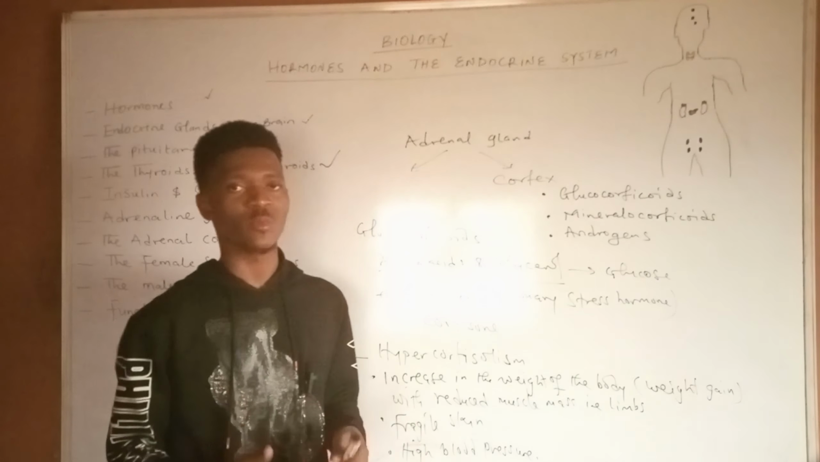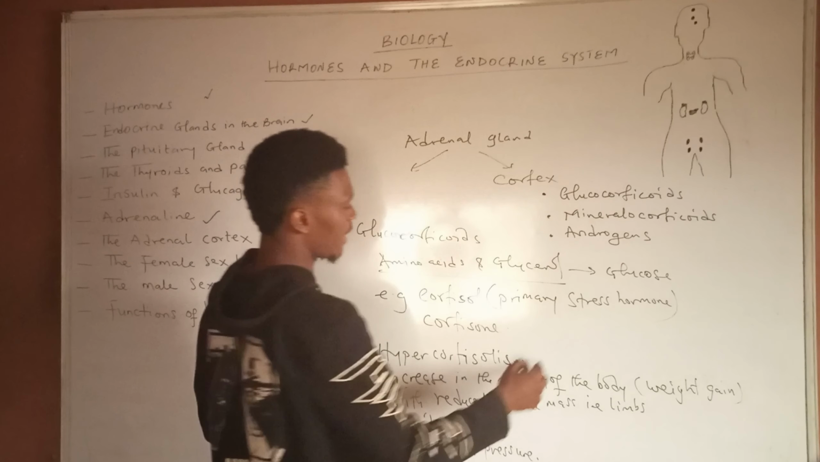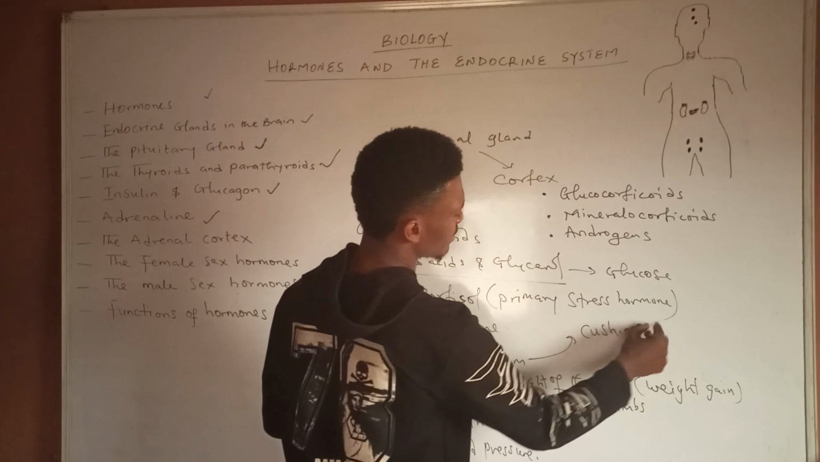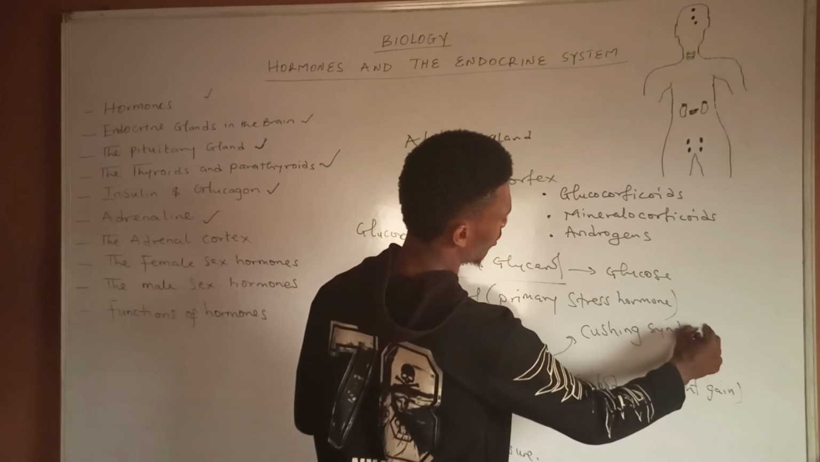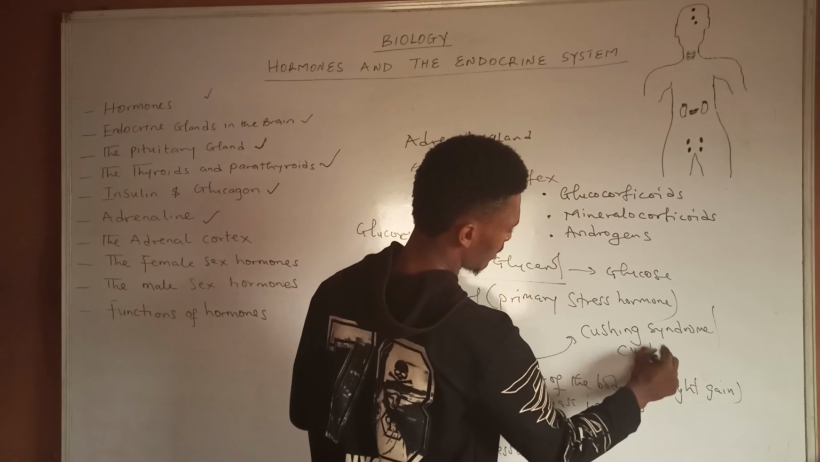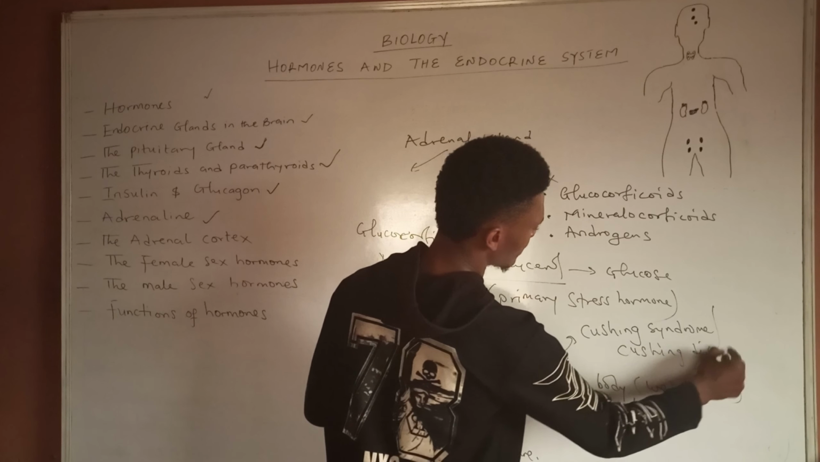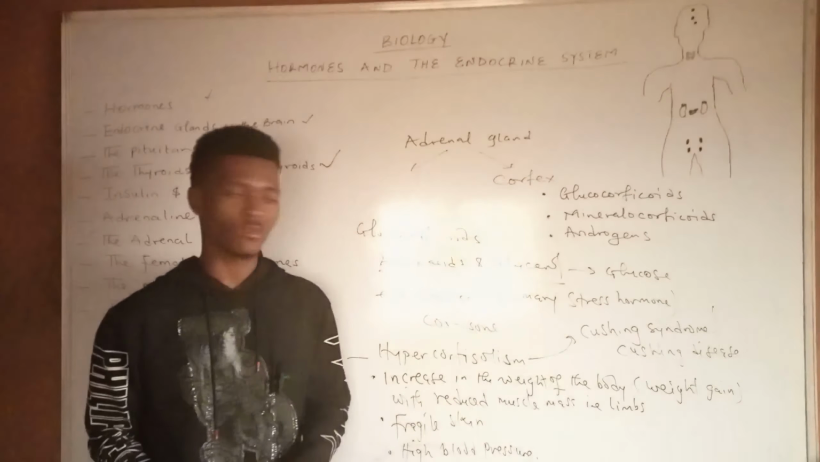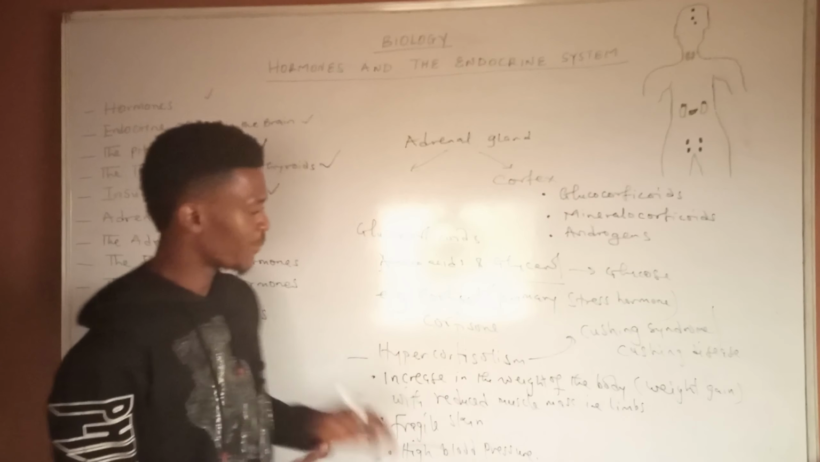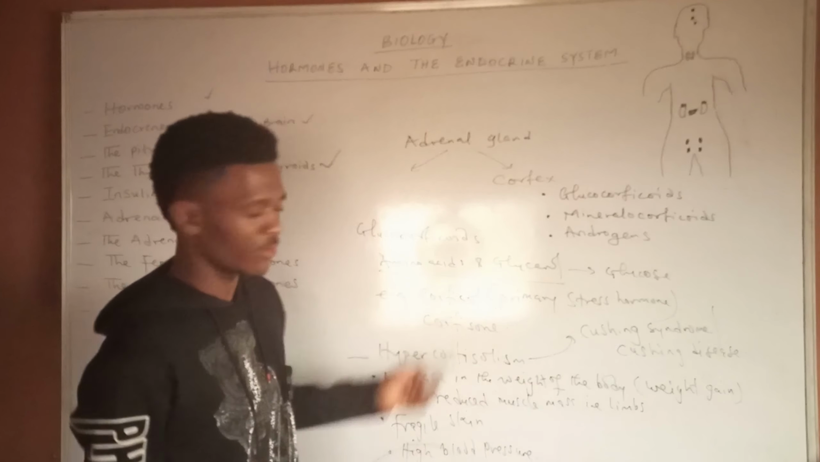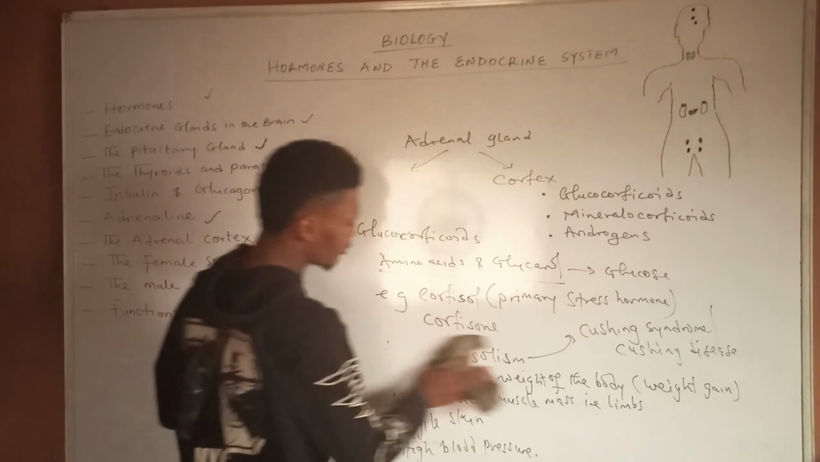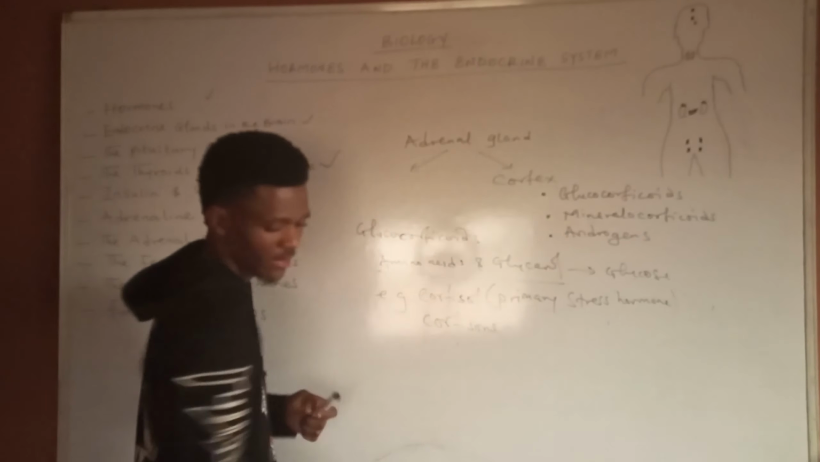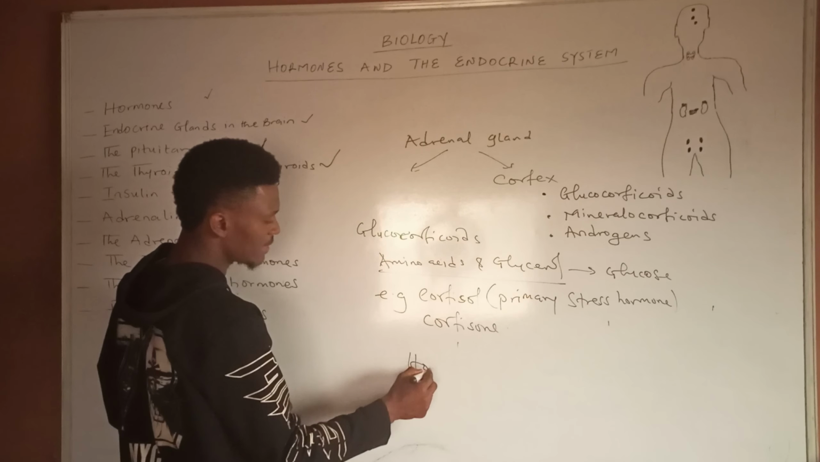Depending on what is responsible for the cause, you can actually refer to it as Cushing syndrome or Cushing disease. All right. So that's what is also referred to as hypercortisolism. Then when there is deficiency or a low secretion of cortisol, it can lead to hypocortisolism. Now, hypocortisolism is also called Addison's disease.